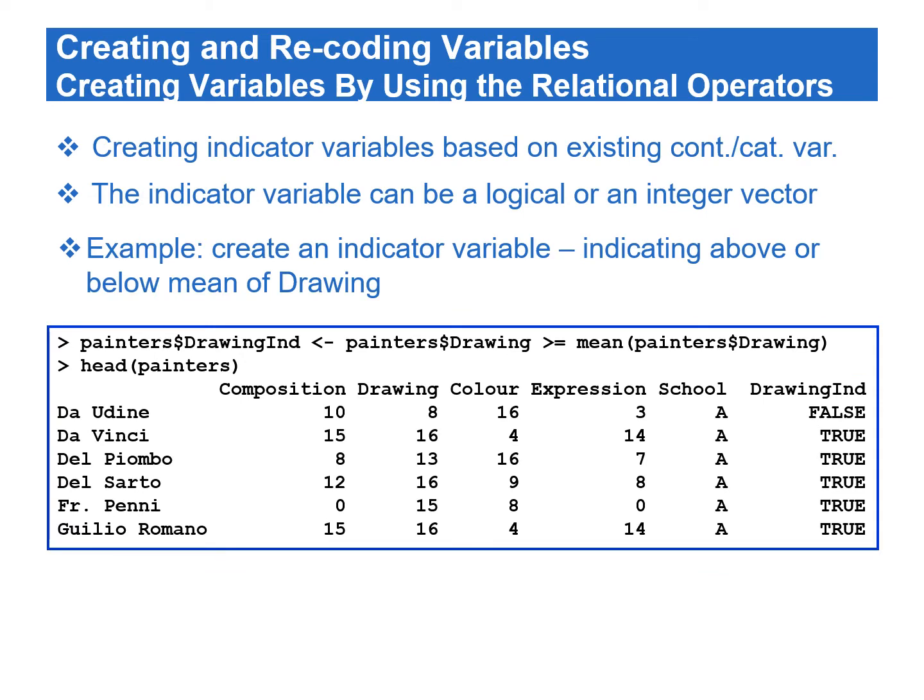A common task to manipulate data frames is to create new variables based on existing variables. For example, we often need to create an indicator variable by comparing a continuous variable with a threshold value. The indicator variable can be either a numeric vector with values of 1 or 0, or a logical vector of true or false. In this example, we add a new indicator variable by comparing the drawing variable with its mean value.